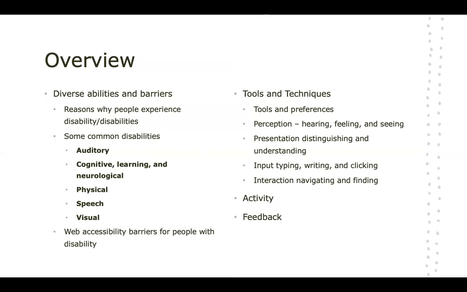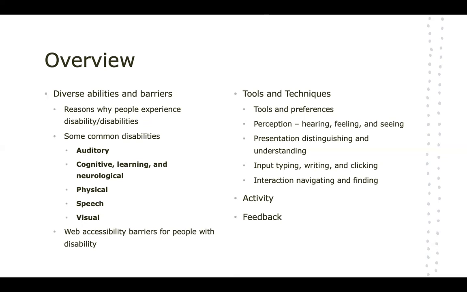We have provided an overview of the content that you will engage with throughout this presentation here. In the first part of this presentation, I will begin by describing diverse abilities and barriers, followed by some of the reasons why people experience disability or disabilities. I will then cover 5 broad categories of disability. This includes auditory, cognitive, learning and neurological, physical, speech, and visual. This will be paired with an overview of web accessibility barriers for people with disability.